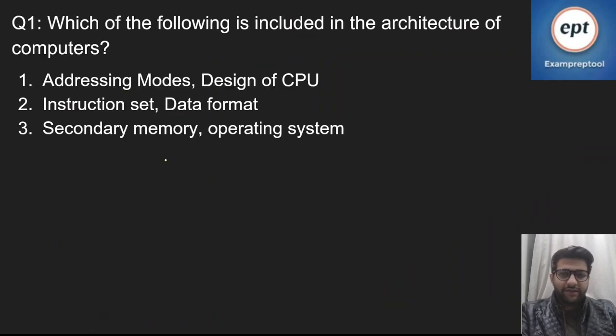So, we will first start with easy questions, comparatively easier questions to get a hold of COA, and then we will move to more difficult ones, right? So, question 1 is saying: which of the following is included in the architecture of the computer?